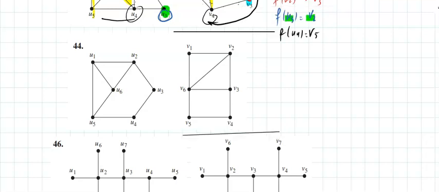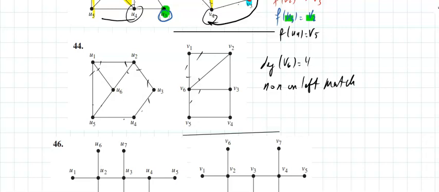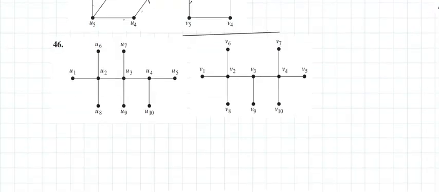How about this one? Well, let's see. 3, 3, 2, 2, 2. Okay, 3's and 2's. They have to match identically, but let's see. 3, 1, 2, 3, 4. There we go. Degree of V6 is 4. None on the left match. That's good enough.